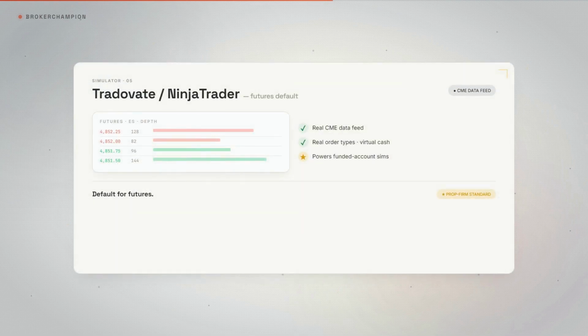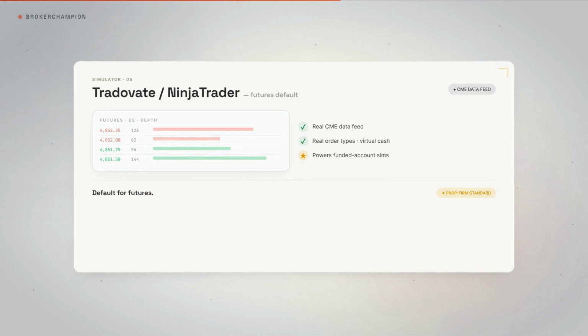Tradovate and NinjaTrader, default for futures, real CME data feed, real order types, virtual cash. The same platforms power the funded account simulators prop firms sell.